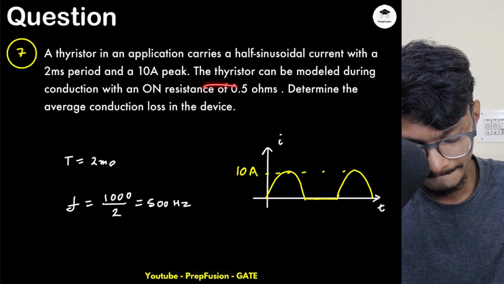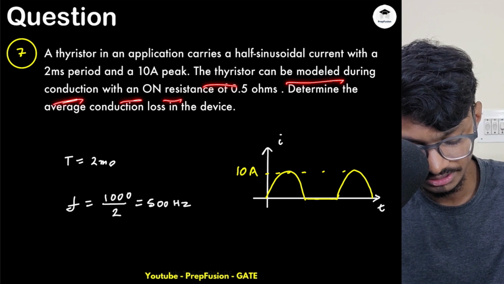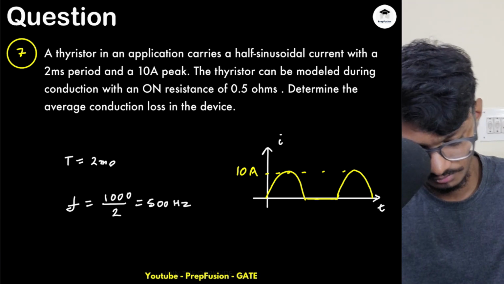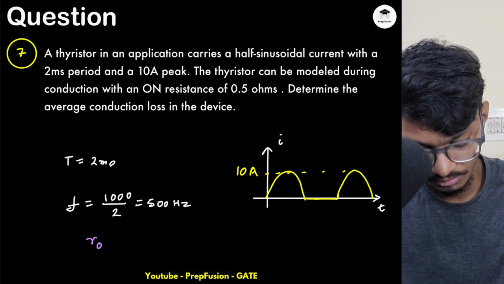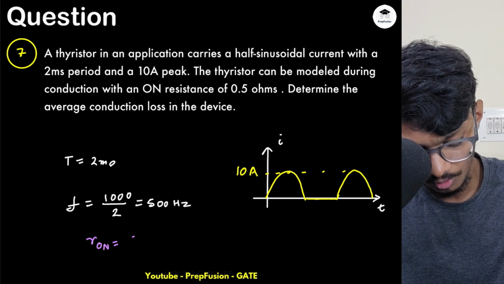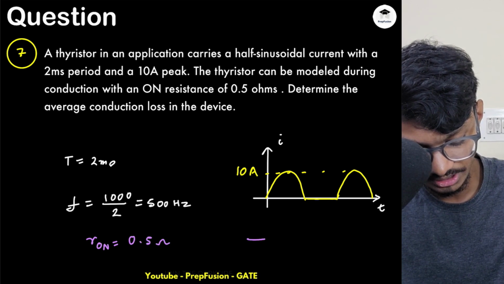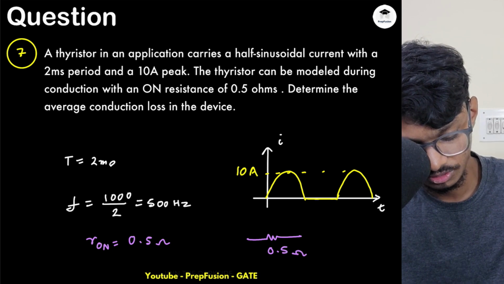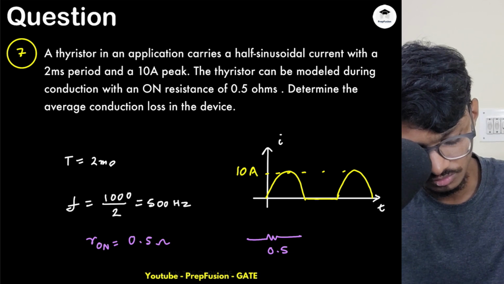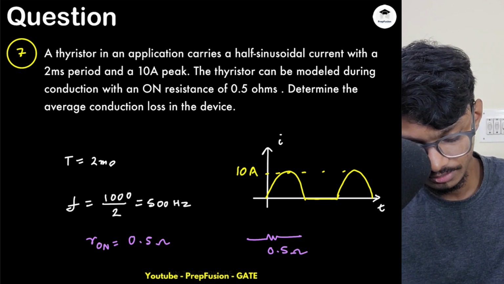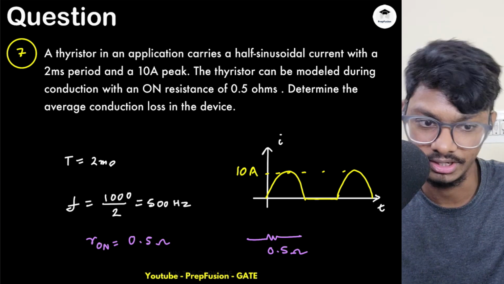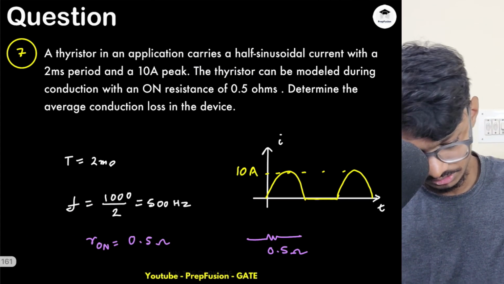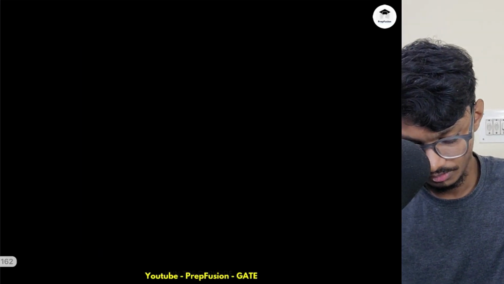And the thyristor can be modeled during conduction with an on resistance of 0.5 ohms. So it has an on resistance R on of 0.5 ohms. So thyristor can be modeled like a resistor basically when it is on. When it is off, it is totally off and no current is getting conducted, so there will be no losses. Determine the average conduction loss in the device. Conduction loss means when the device is in on state. So what will be the average loss?